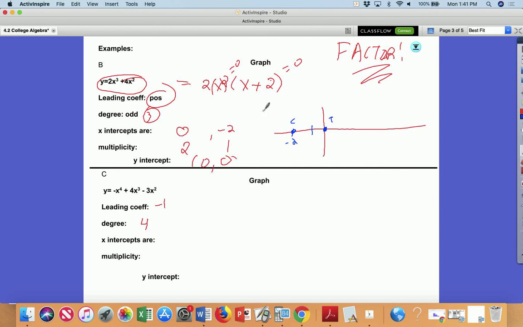So, positive, odd. What's going on on the left? An arrow going down or an arrow going up? Down. On the right? Up. So we should have it go here, cross here, come down and touch, and finish.